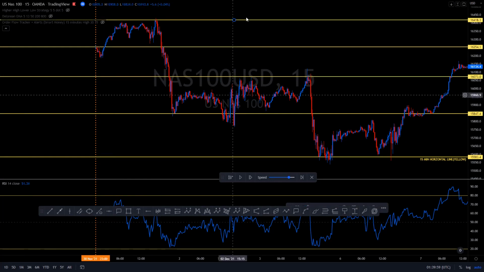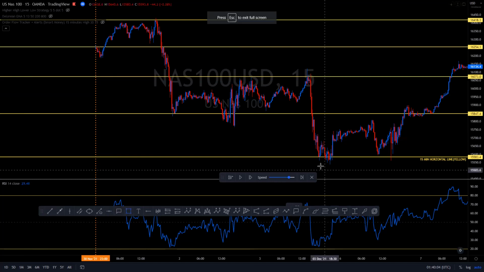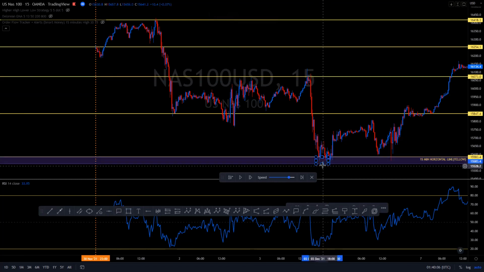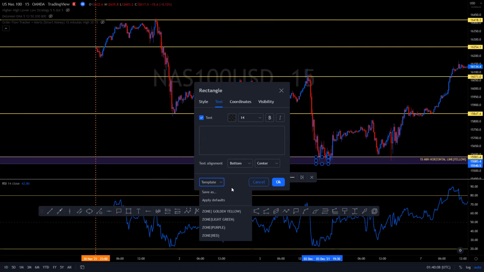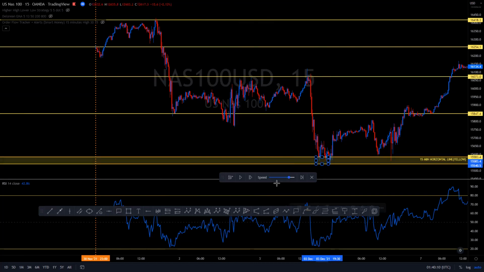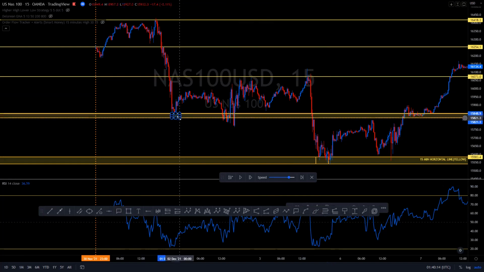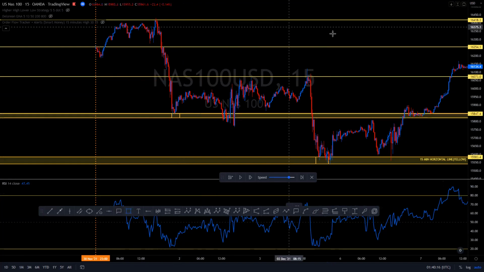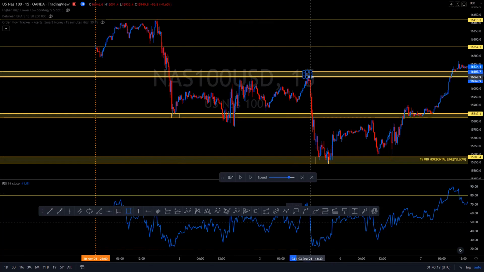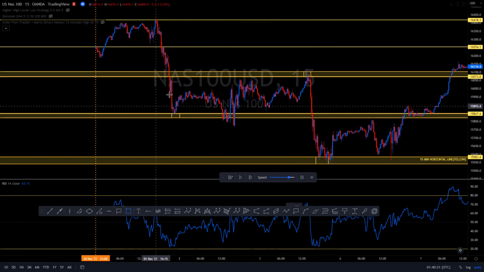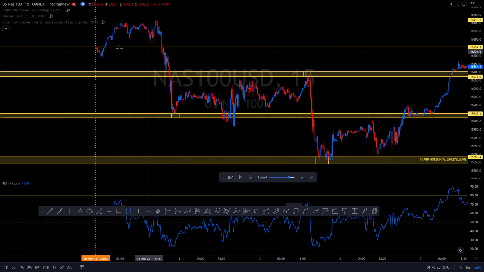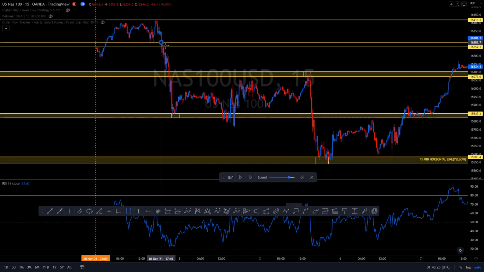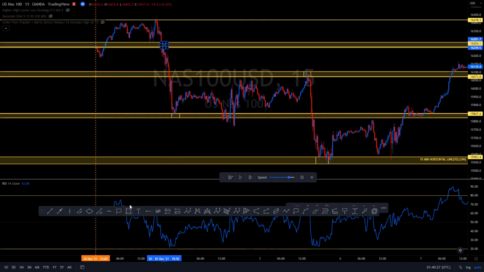Okay. And so now the very next thing that I'm going to do is mark up my zones right under these horizontal lines. That way we can get more of an idea on how these institutions are actually interacting with these zones off of support or resistance. That's what I'm going to do here.